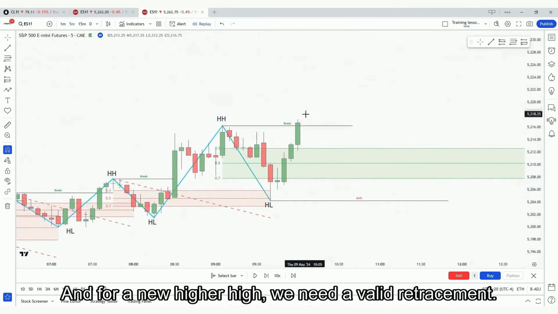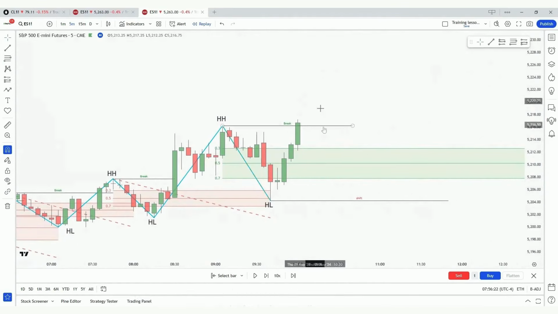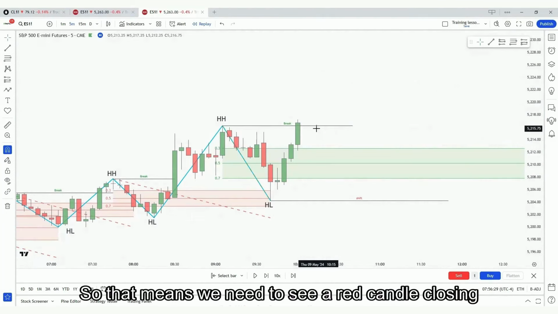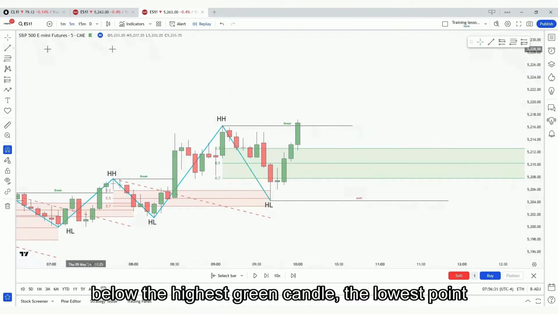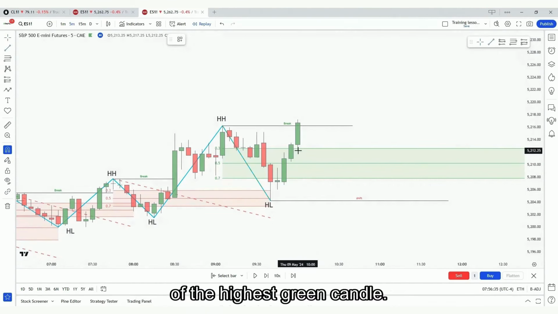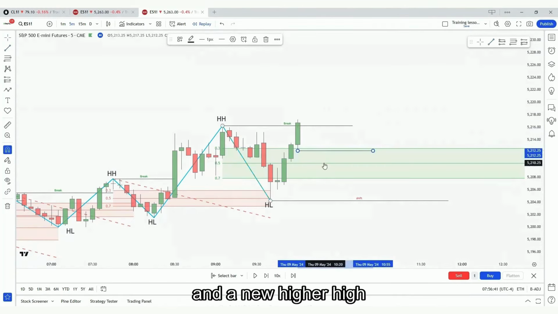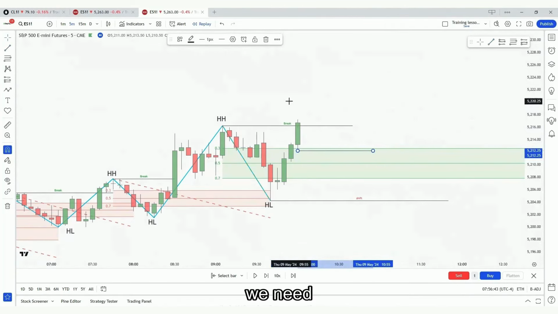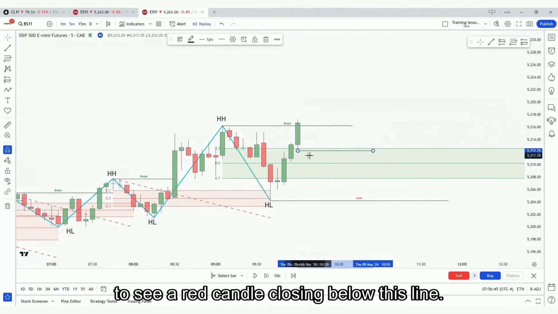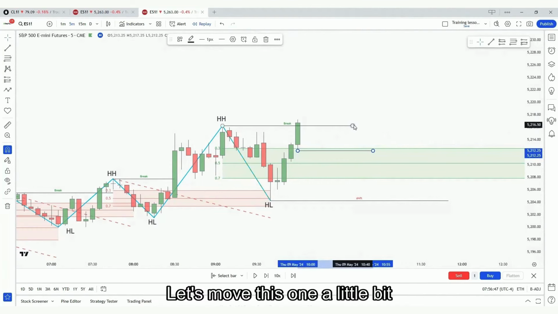And for a new higher high, we need a valid retracement. So that means we need to see a red candle closing below the highest green candle. The lowest point of the highest green candle, this one, is over here. For a valid retracement and a new higher high, we need to see a red candle closing below this line. Let's move this one a little bit.